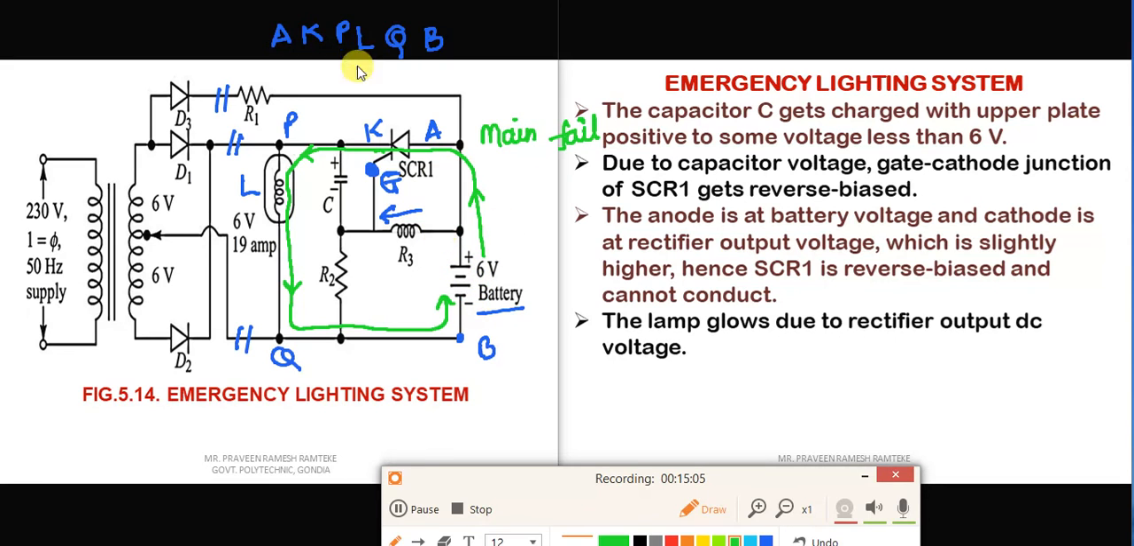What we have to do? The SCR is already forward biased because of this battery. We have to simply trigger the SCR. The SCR will be triggered because of this component R3.